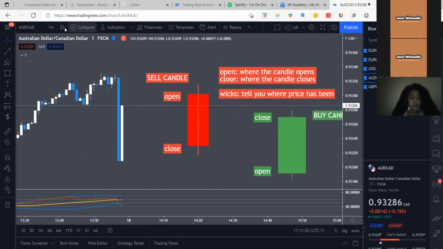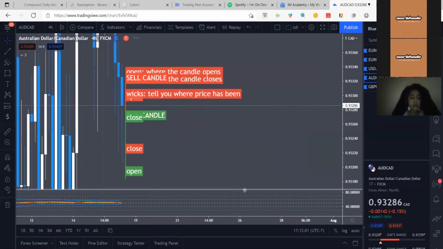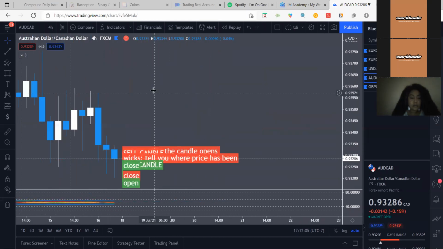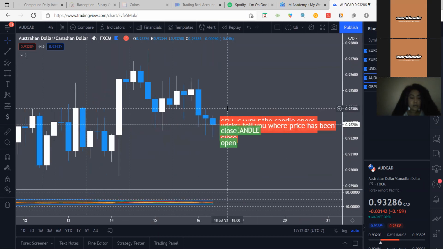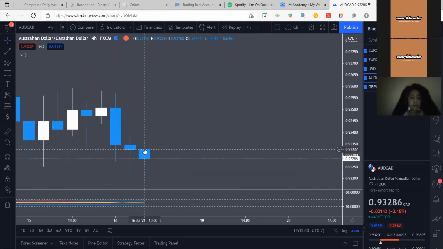Now, what you need to understand is time frames. No matter what time frame you're on, the same rule still applies. I'm going to emphasize this. When you go to the 4 hour, you see this candle's different. So when you think about different candles, you have to understand that the same rule applies.